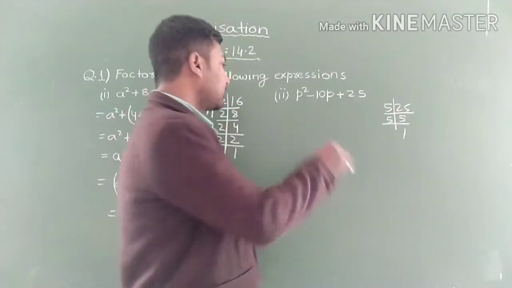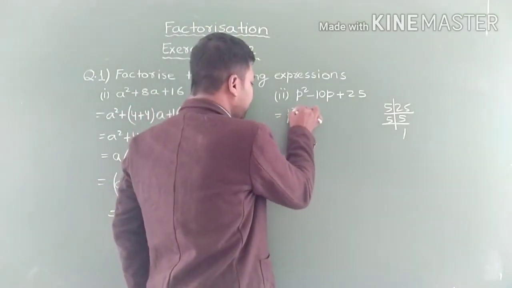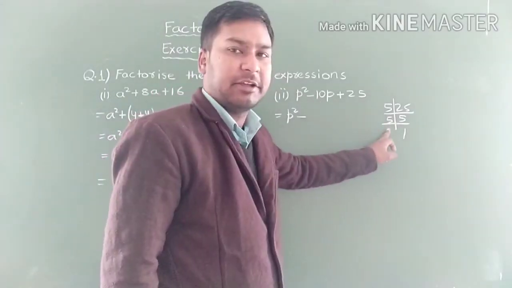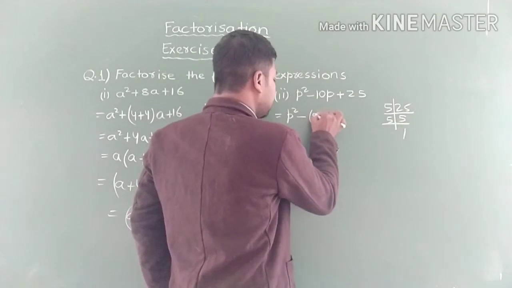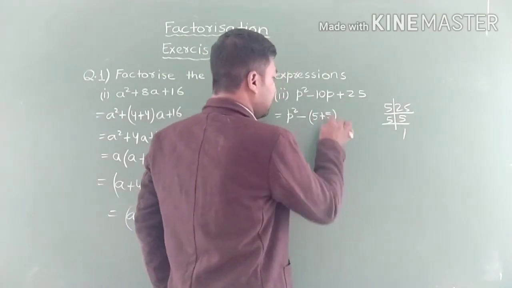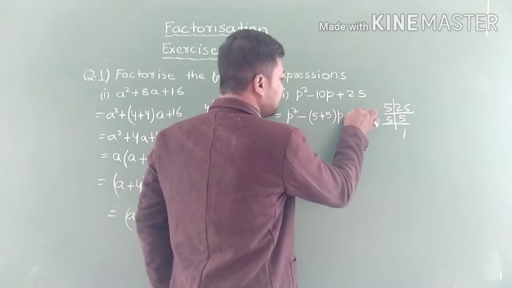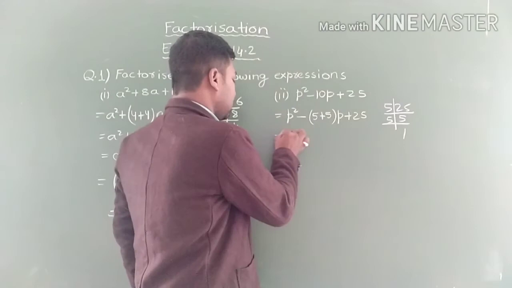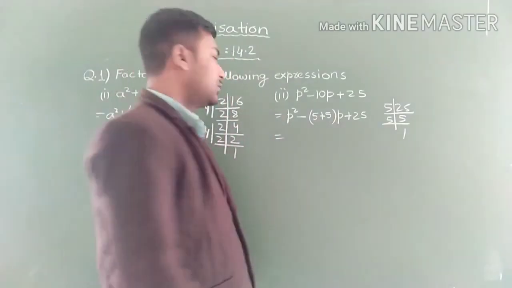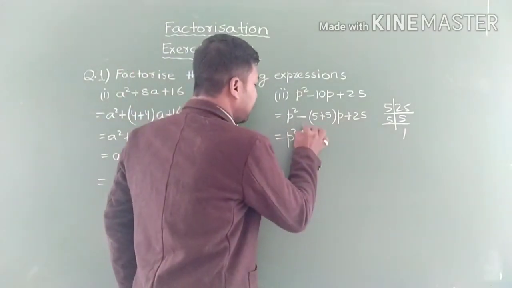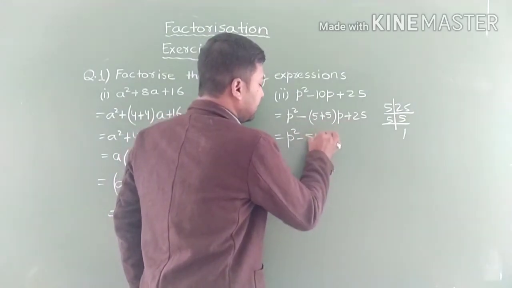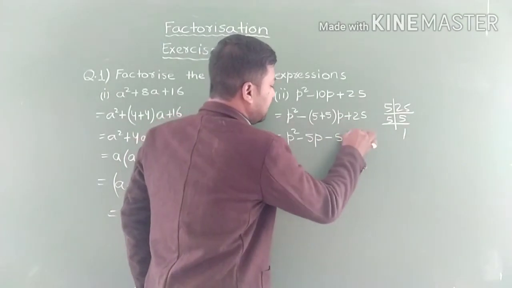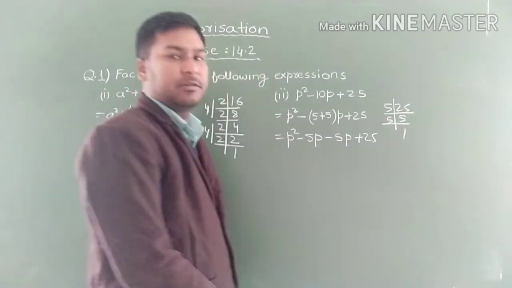So just write here, it will be p square minus, at the place of 10 we can write 5 plus 5. Now this is p plus this is 25. Now next step, open the bracket. So it will be p square minus 5p, another minus 5p, plus 25.